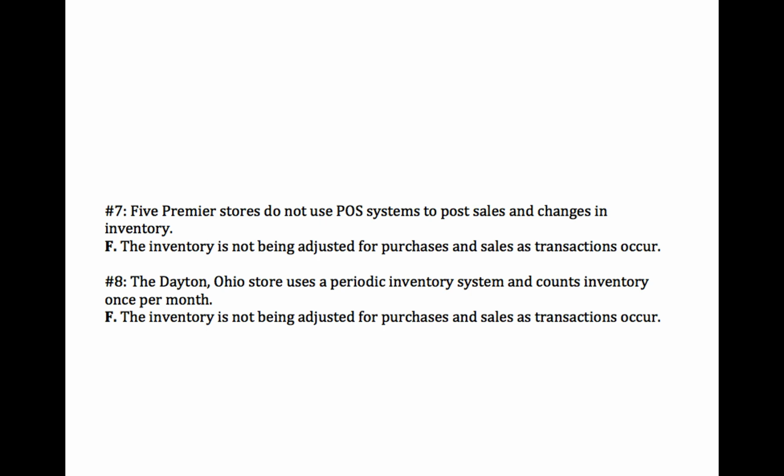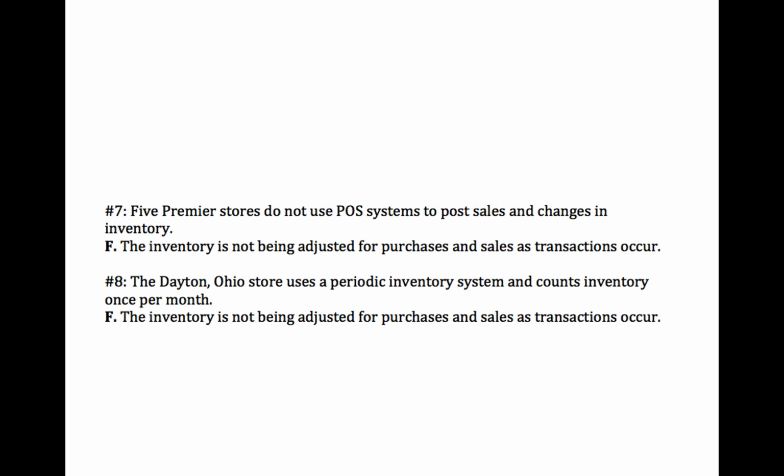Seven and eight, in fact, both deal with how often you count inventory. Number seven, 5 Premier stores do not use a point of sale or POS system to post sales and changes in inventory. So the POS system is a scanner that you see at a retail location or even at a warehouse where when goods are purchased, we scan them, inventory gets increased. When goods are sold, we scan them, sales go up, inventory goes down. So the problem in answer F is that inventory is not being adjusted for purchases and sales as transactions occur.